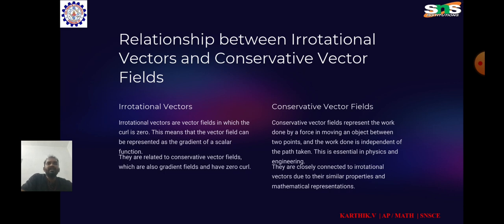Relationship between irrotational vector and conservative vector fields. Mathematical connection. Irrotational vector is del cross f equal to 0. Conservative vector fields. A conservative vector field is one that can be expressed as the gradient of a scalar function known as the scalar potential. Mathematically, for a vector field f, this is expressed as f equal to del p. Scalar potential.